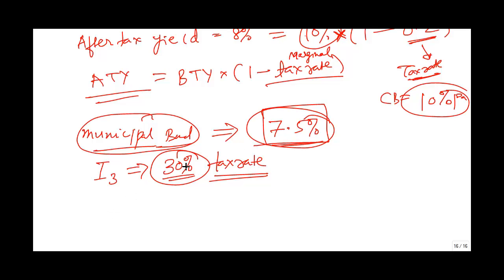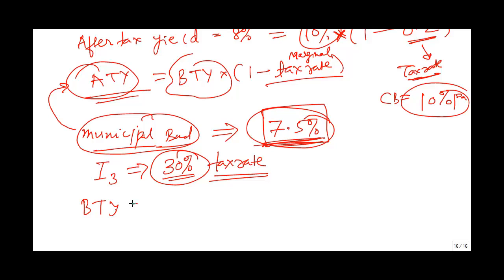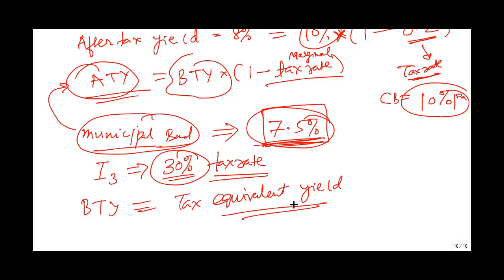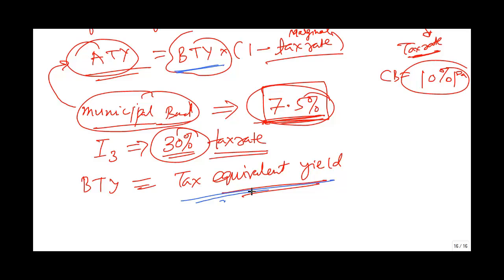So what we have to do is get the before tax yield of this, because the municipal bond's yield is nothing but the after tax yield. You know the after tax yield, so you have to get the before tax yield for the municipal bond. This before tax yield is also called the tax equivalent yield. So you need to compute the tax equivalent yield for this bond. Tax equivalent yield is nothing but the before tax yield.